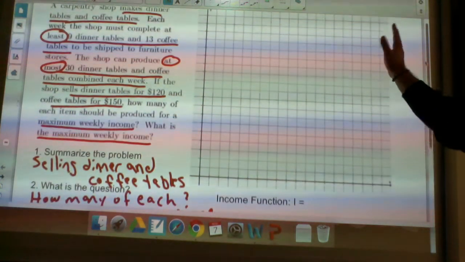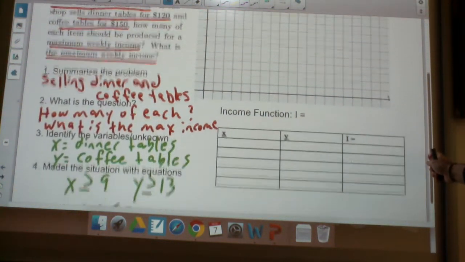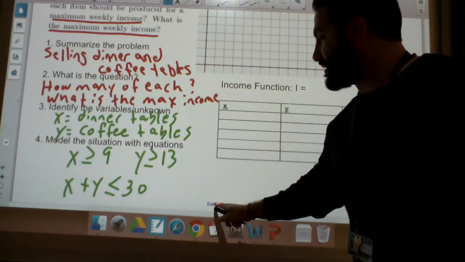we want to go ahead and put them on the graph to get our feasible region. And we've done a lot of practice with feasible regions. So let's take a look at what we have. We have x is greater than or equal to 9, y is greater than or equal to 13, and we have some kind of inequality that's in standard form.